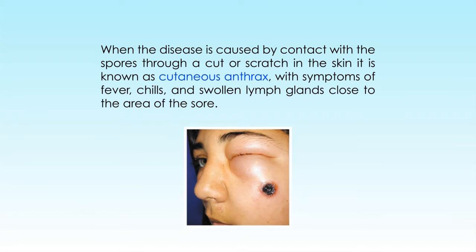When the disease is caused by contact with the spores through a cut or scratch in the skin, it is known as cutaneous anthrax, with the symptoms of fever, chills, and swollen limb glands close to the area of the sore.